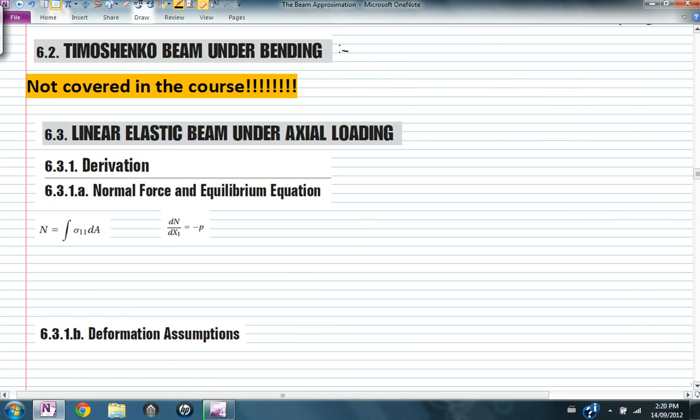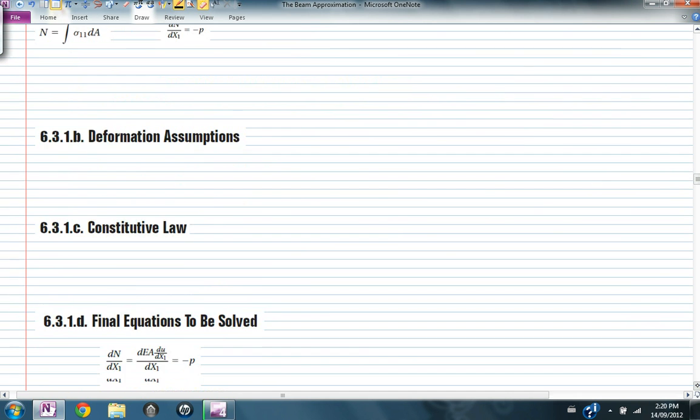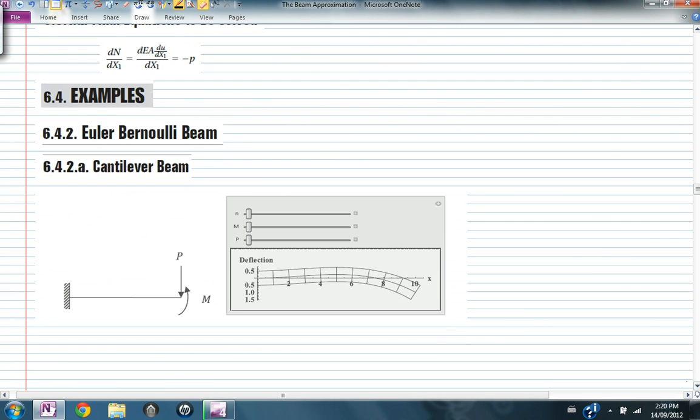Then we're going to discuss beams under axial loading, but we're going to delay this until the examples. So we're going to jump right away into examples. In the first example, we would like to find the stresses throughout a cantilever beam.